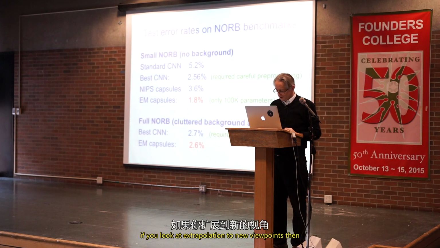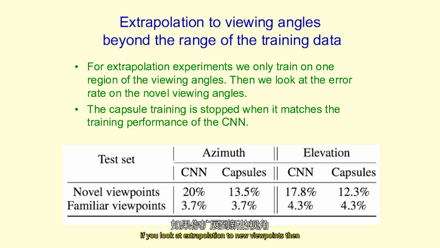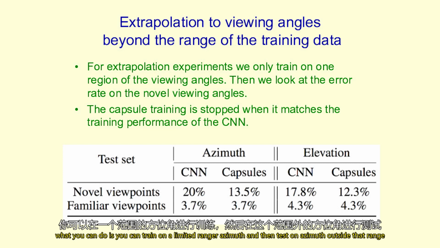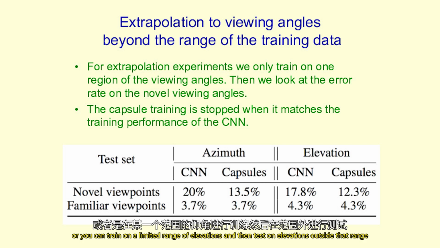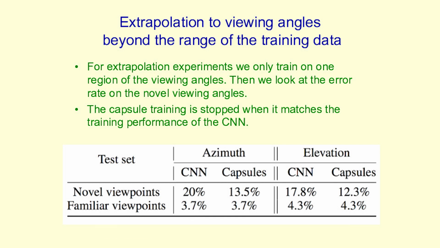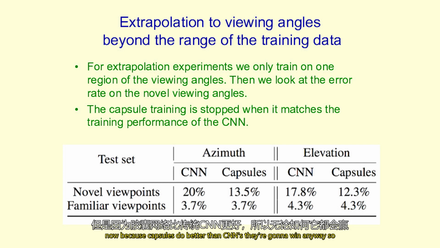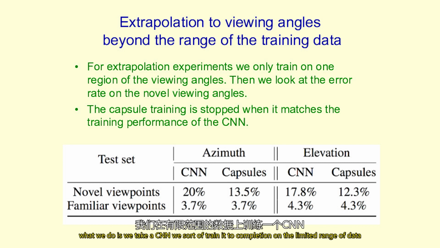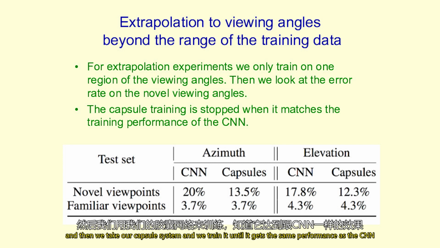If you look at extrapolation to new viewpoints, then what you can do is train on a limited range of azimuths and then test on azimuths outside that range. Or you can train on a limited range of elevations and then test on elevations outside that range. Now, because capsules do better than CNNs, they're going to win anyway. So what we do is we take a CNN, we train it to completion on the limited range of data, and then we take our capsule system and we train it until it gets the same performance as the CNN.